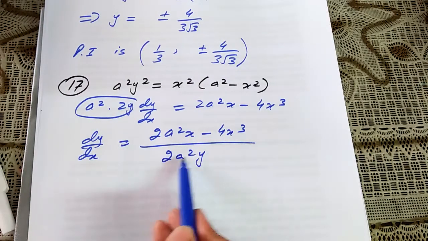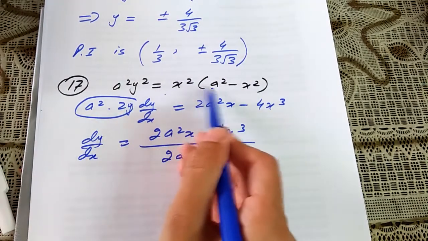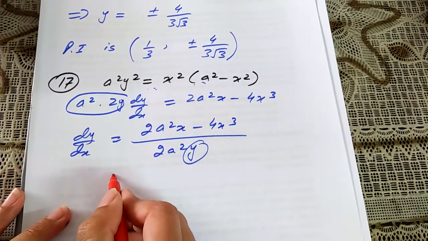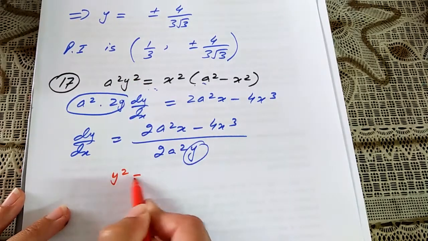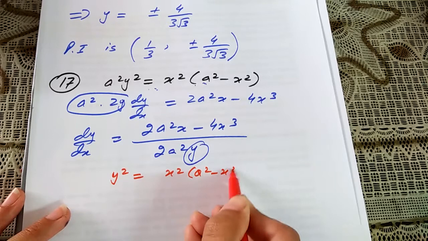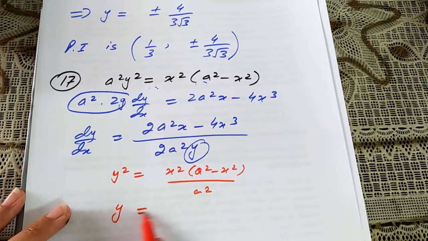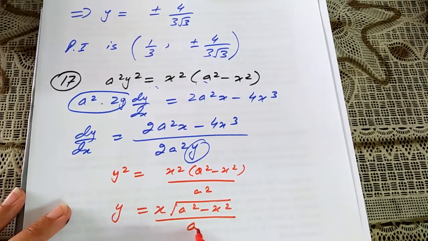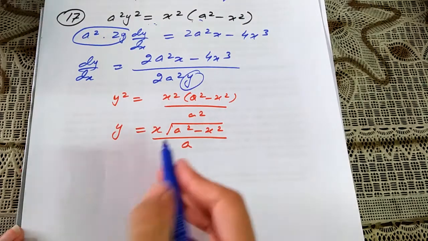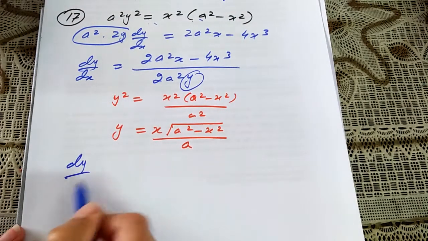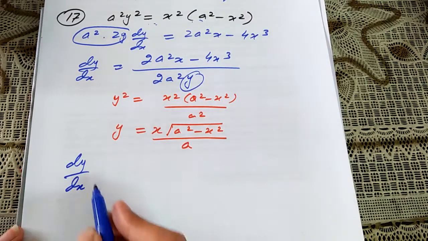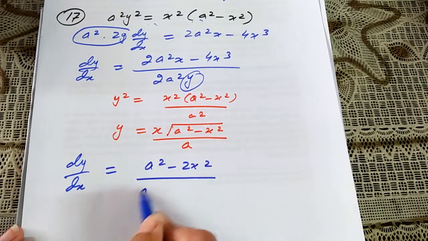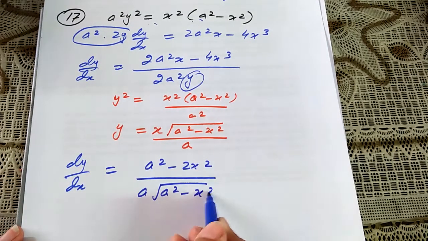Now a square y, we need the value of y out of this function. If I get the value of y out of this, I know that y square here is equal to x square times a square minus x square over a square. So y will be equal to x times a square minus x square under root over a. Now put this y value here, we will get dy by dx. After putting the value and simplification, I will get dy by dx is equal to a square minus 2x square divided by a times a square minus x square.